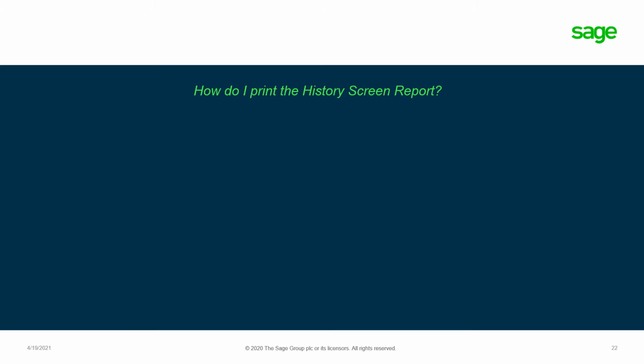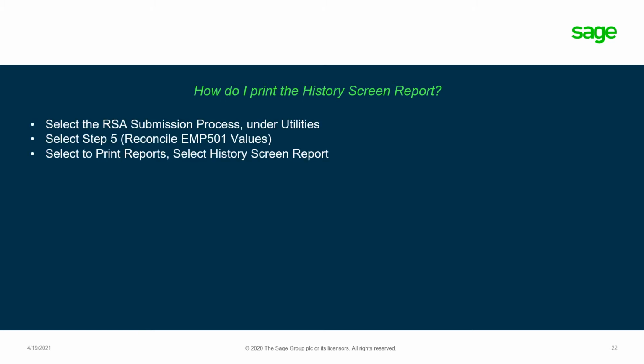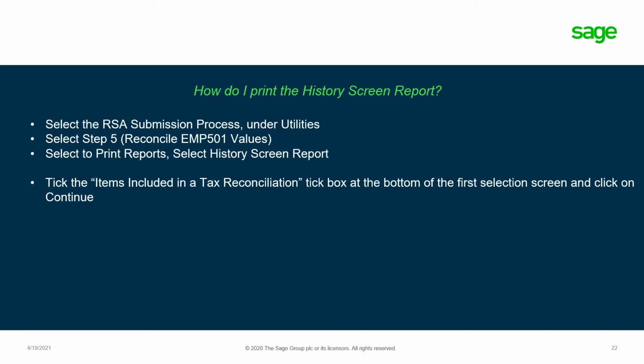How do I print the history screen report? Select the RSA submission process under Utilities. Select Step 5, Reconcile EMP 501 values. Select to print reports. Select History Screen Report. Tick the item included in a tax reconciliation tick box at the bottom of the first selection screen and click on Continue.